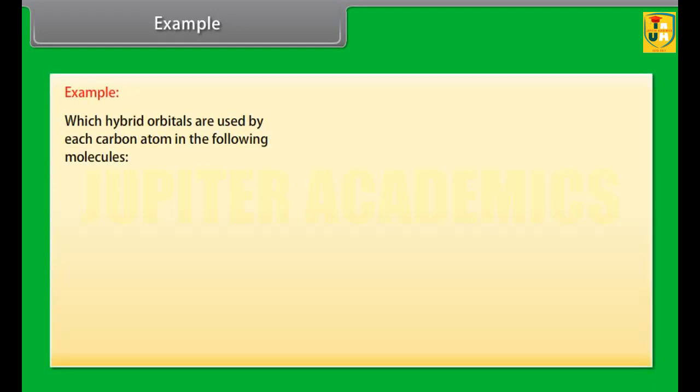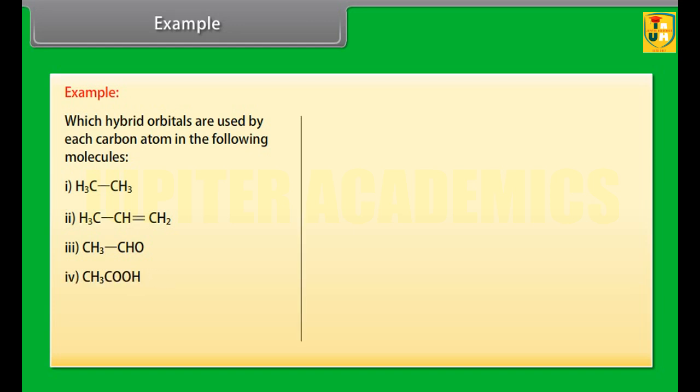Example. Let's take an example on hybridization. Which hybrid orbitals are used by each carbon atom in the following molecules? Let's see the solution. In this molecule, carbon atoms are using sp3 hybridization.